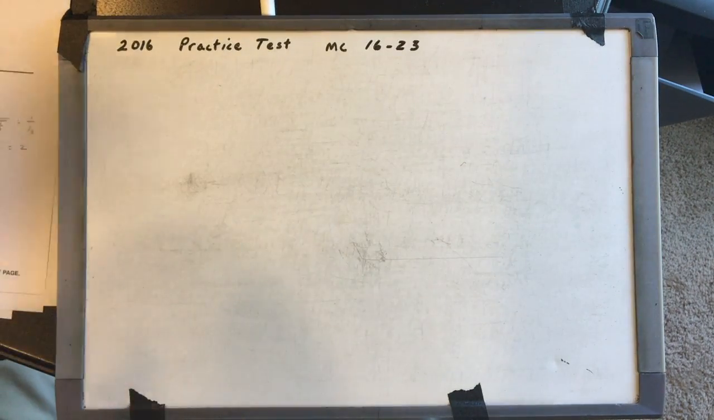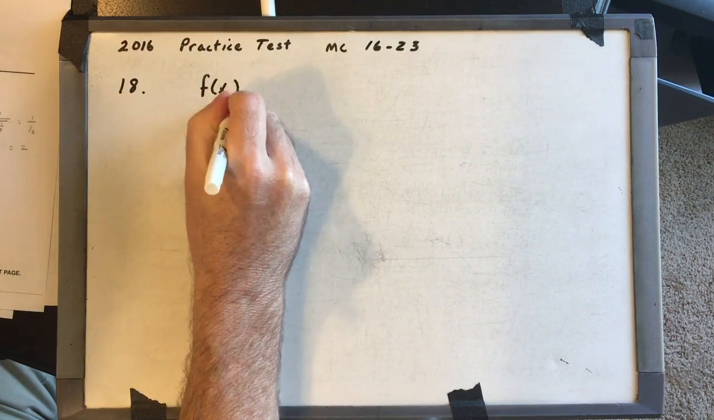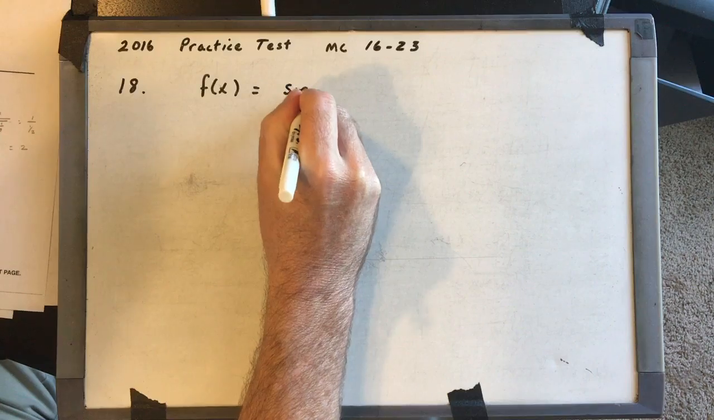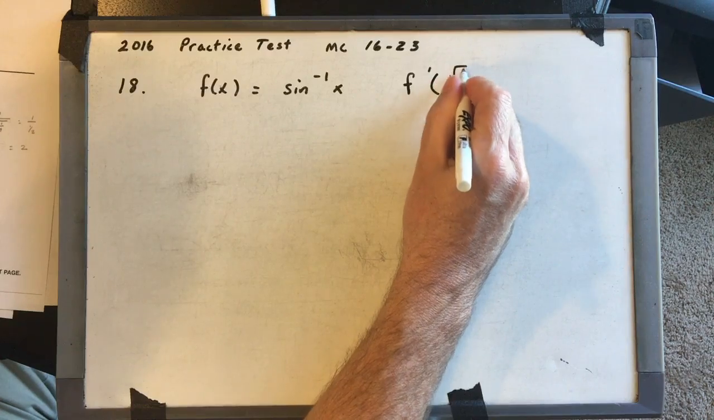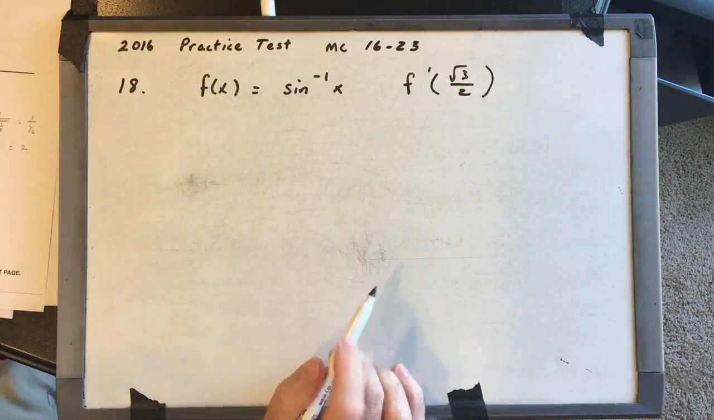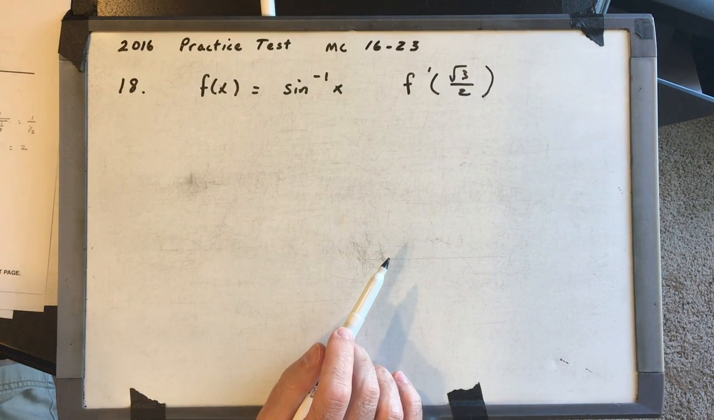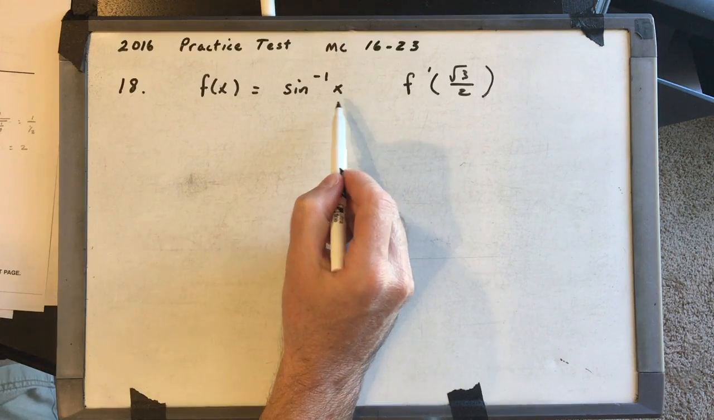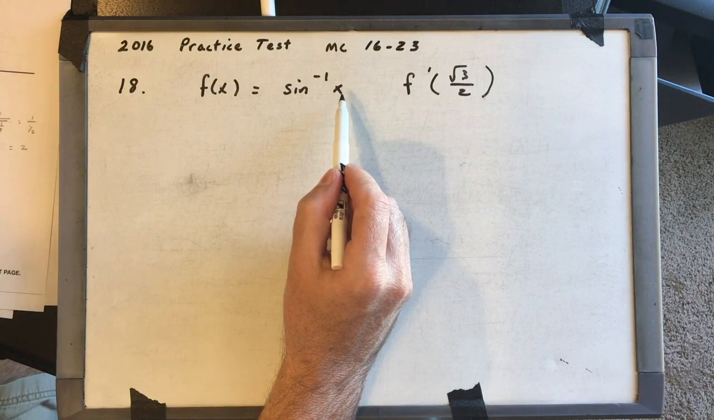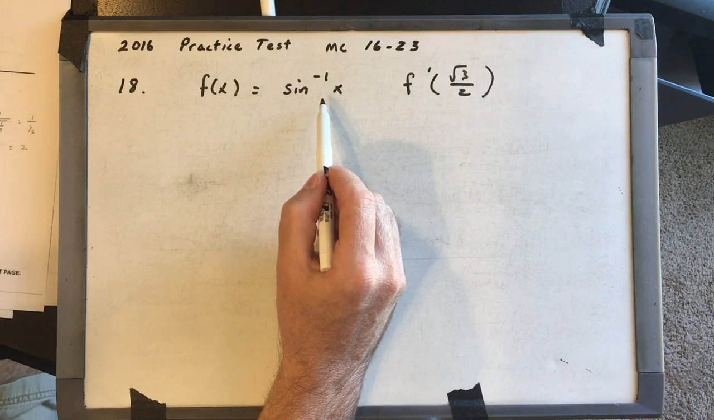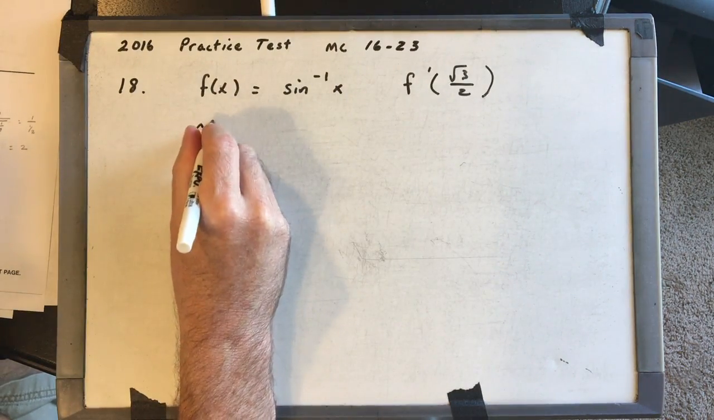All right, number 18, we have f of x is equal to the inverse sine of x. We want to know what is f prime of the square root of 3 over 2. Now they're trying to trick you here to see if you'll just look at the unit circle and plug in what's the inverse sine of root 3 over 2, and of course that's pi over 3, but it's not asking for that. It's asking what is f prime, so we have to take the derivative.